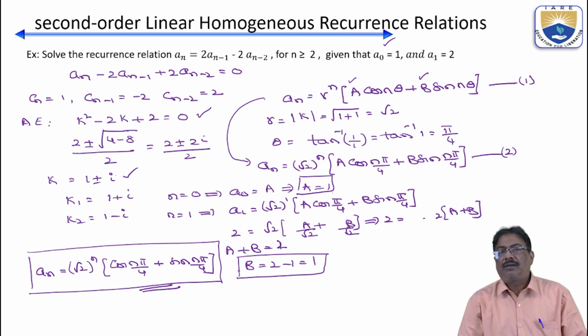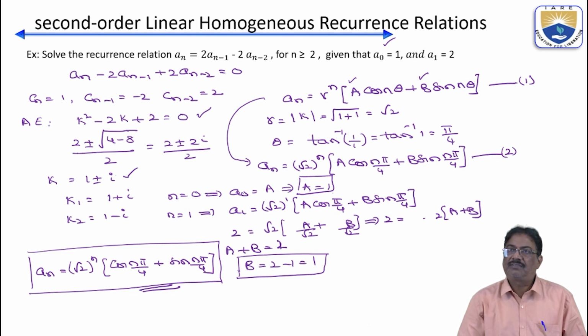In this session we have discussed only the second order linear homogeneous recurrence relation and how to get a solution for it. In the next session we are going to discuss the third order linear homogeneous recurrence relation. After that we are going to take the non-homogeneous, second and higher order, recurrence relations. With this I am going to conclude this session.